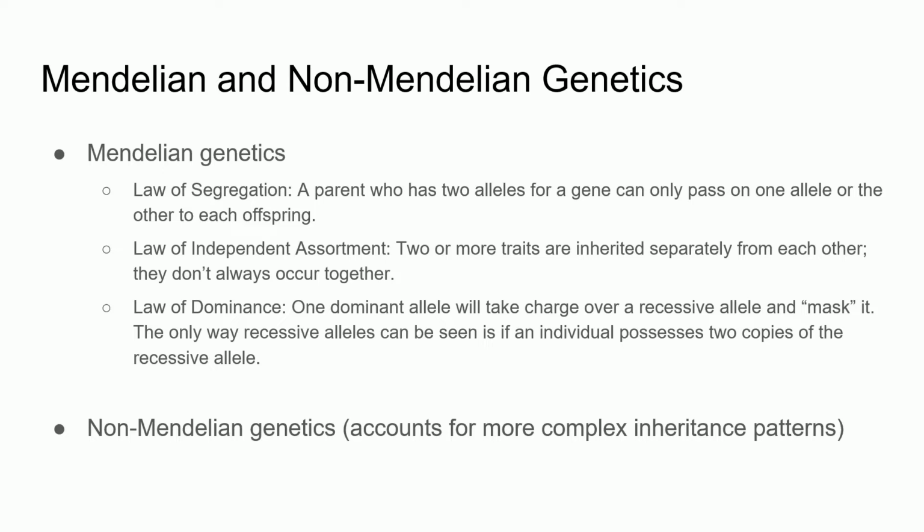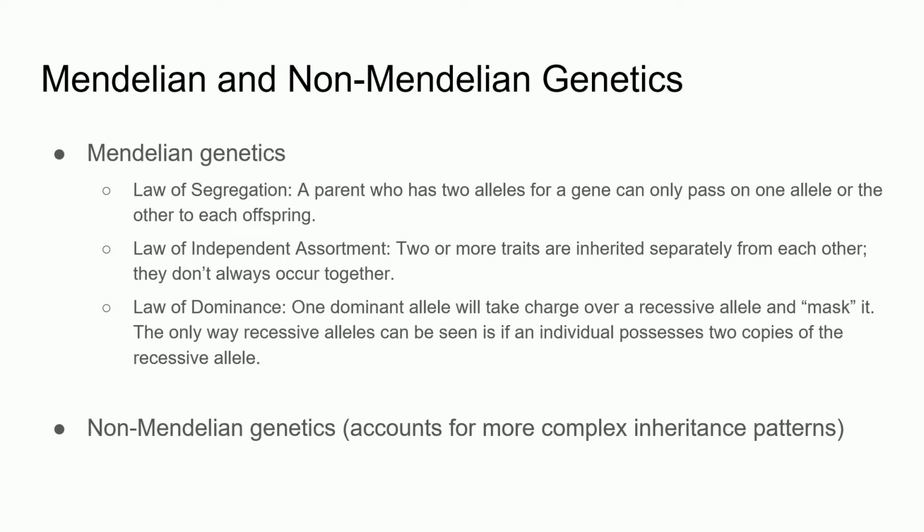Broadly speaking, there is Mendelian genetics, which follow a set of strict laws that explain somewhat simple inheritance patterns, and non-Mendelian genetics, which encompasses everything else that strays from those laws. Mendel's laws state, a parent who has two alleles for a gene can only pass on one allele or the other to each offspring.